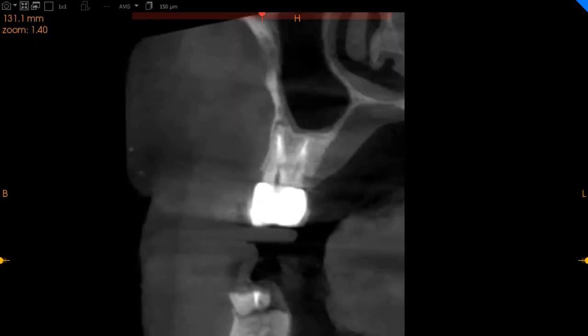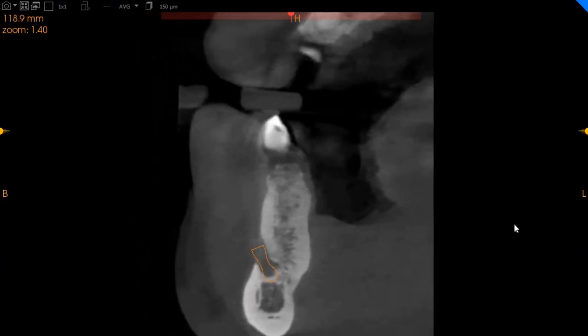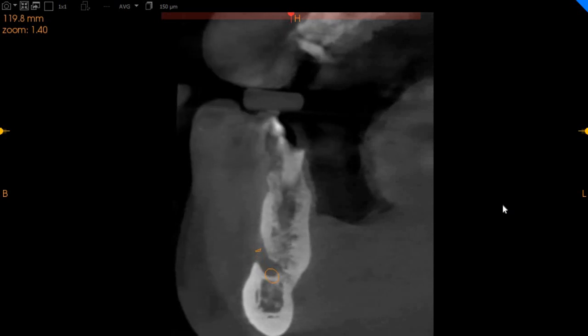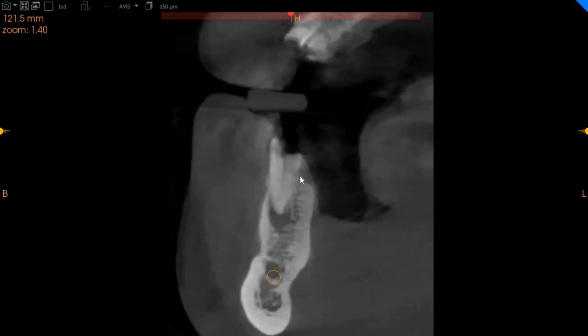Moving to the lower left first premolar. Again, absolutely wonderful ridge width. We've got a BDR with a periapical radiolucency. We've got 8.8 millimeters of width with approximately 16 millimeters of height. So immediate can be placed in this region as well.